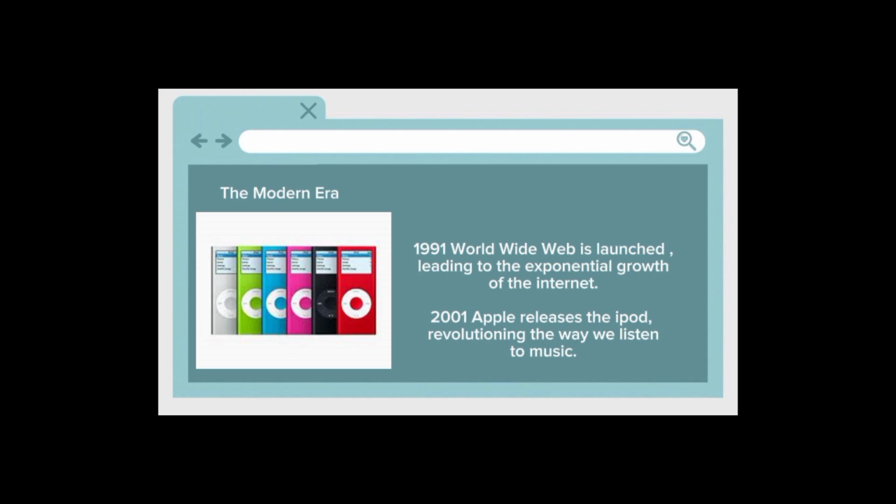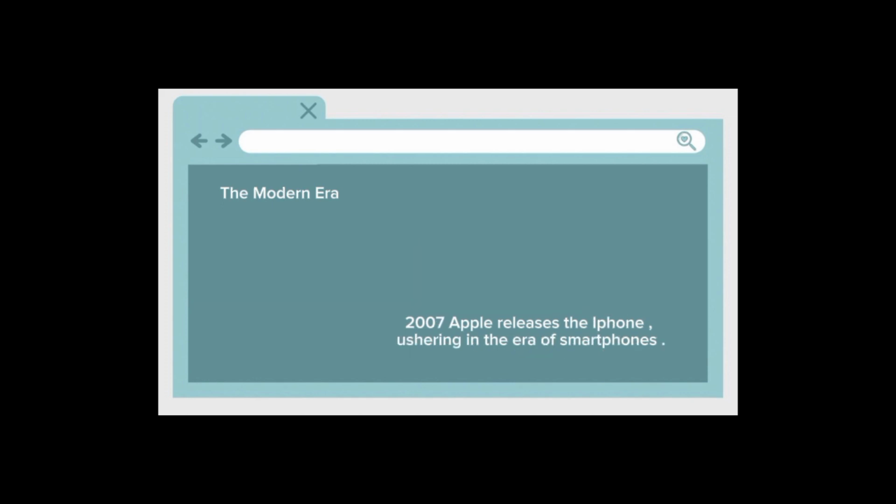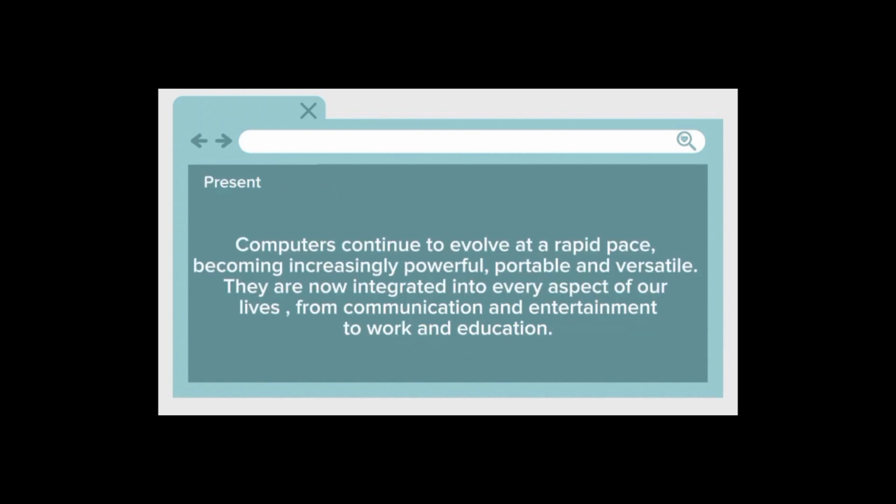2001, Apple releases the iPod, revolutionizing the way we listen to music. 2007, Apple releases the iPhone, ushering in the era of smartphones. Computers continue to evolve at a rapid pace, becoming increasingly powerful, portable, and versatile. They are now integrated into every aspect of our lives, from communication and entertainment to work and education.